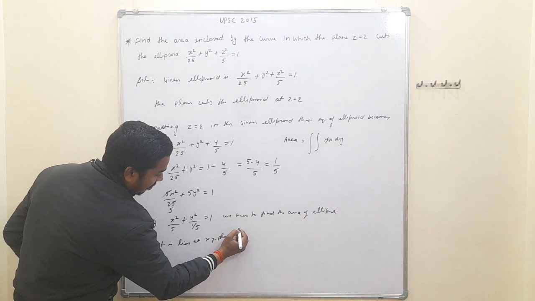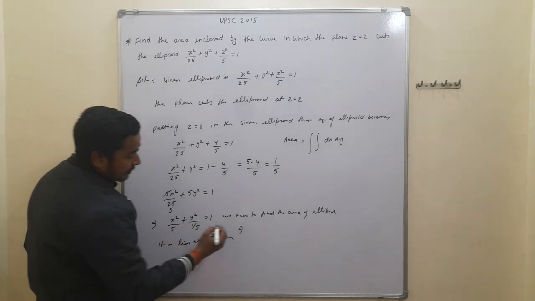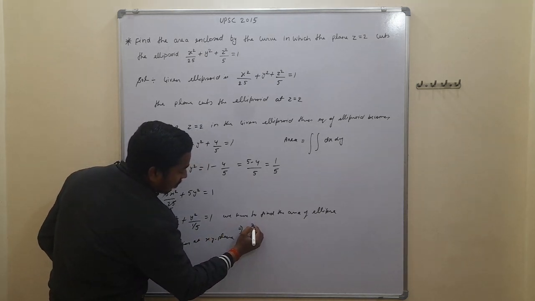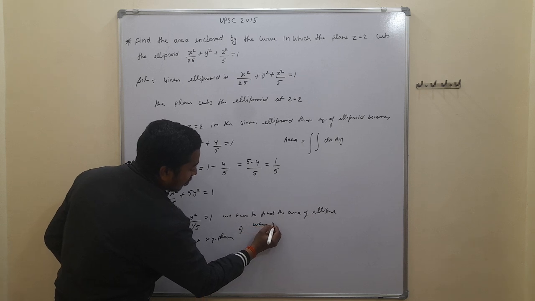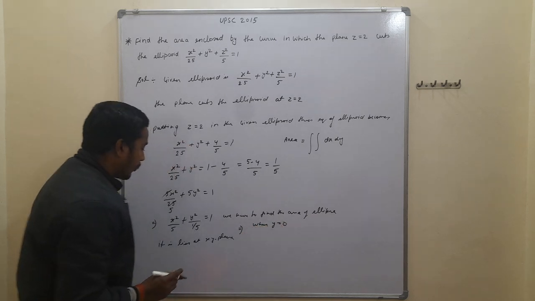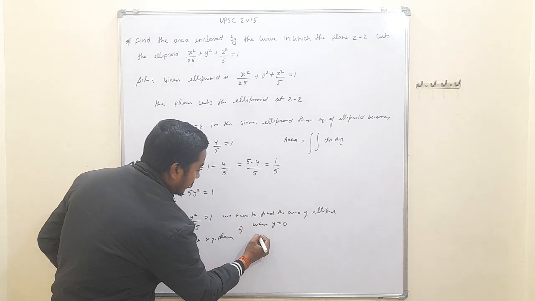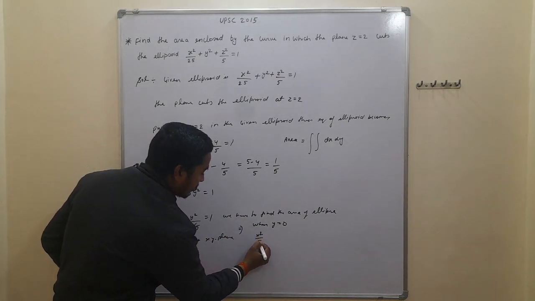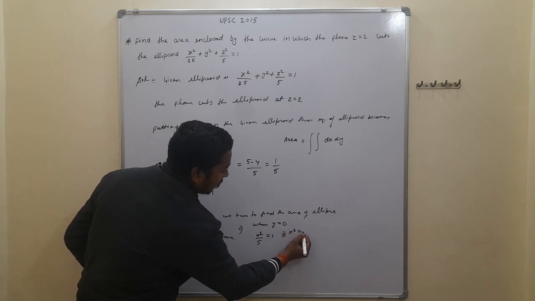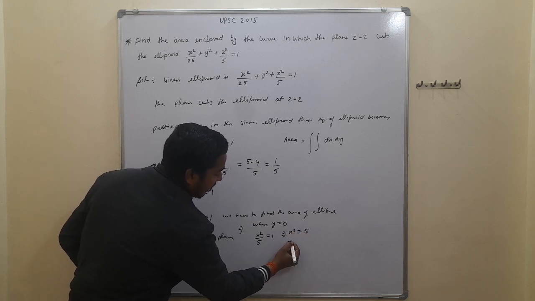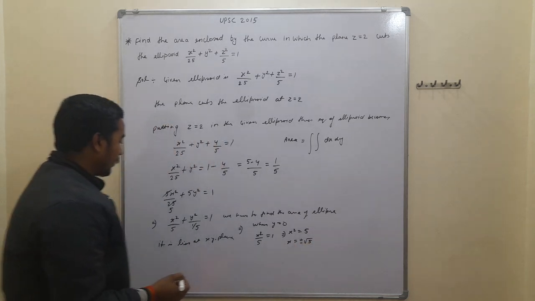First we put y is equal to 0 in the given ellipse. Then we have x square upon 5 is equal to 1, and this gives x square is equal to 5, so x is equal to plus minus under root 5.